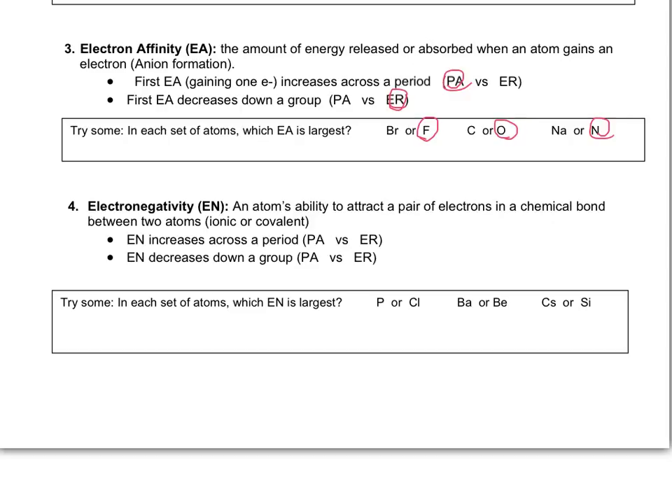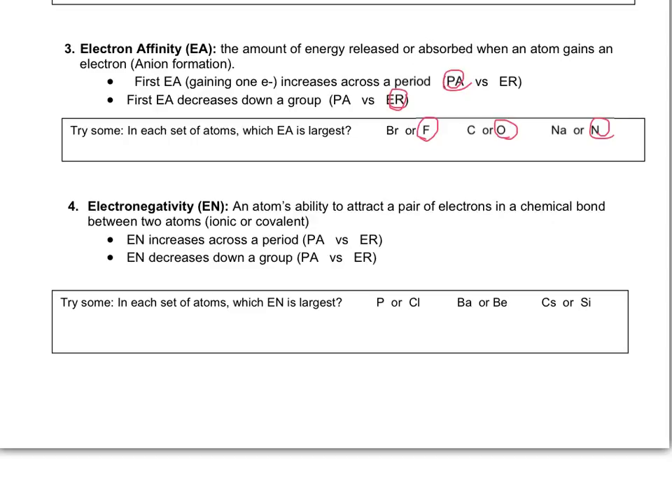The fourth trend is the one that we'll use in this course the most. It's electronegativity, represented by EN. It measures an atom's ability to attract a pair of electrons that are being shared between two atoms in a bond. Now the bond could either be ionic or covalent.